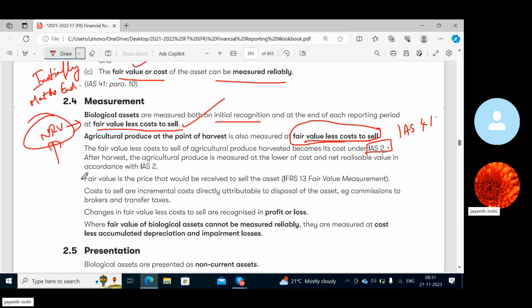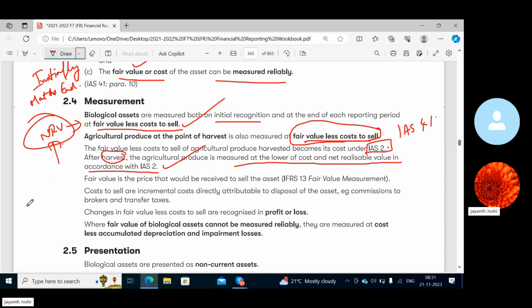All the farmers have always had the problem of selling the goods. So whatever they have produced, they see what is the market value of that, deduct some cost from it, and that becomes the inventory cost. After harvest, agricultural produce is measured at lower of cost and NRV in accordance with IAS 2. That means till the harvest point it is NRV. After harvest, lower of cost or NRV, correct?